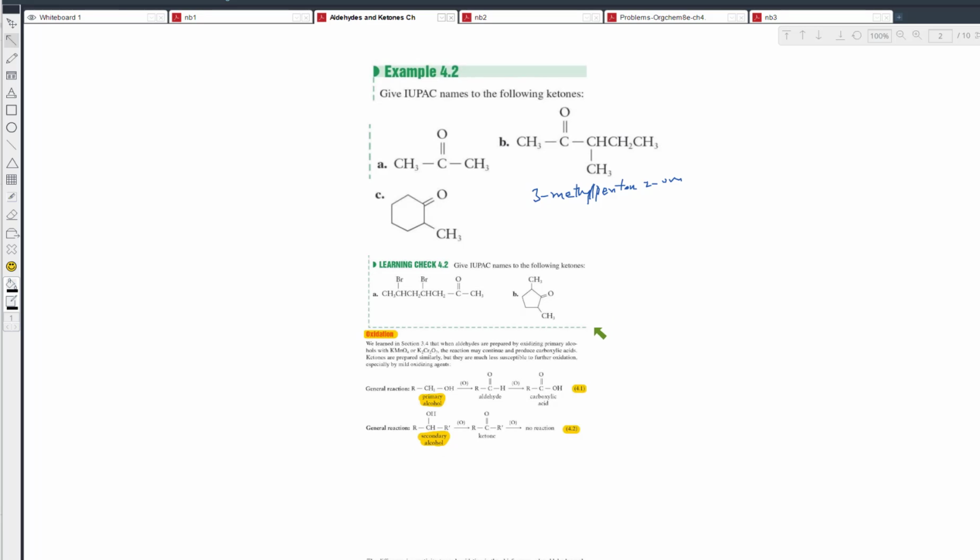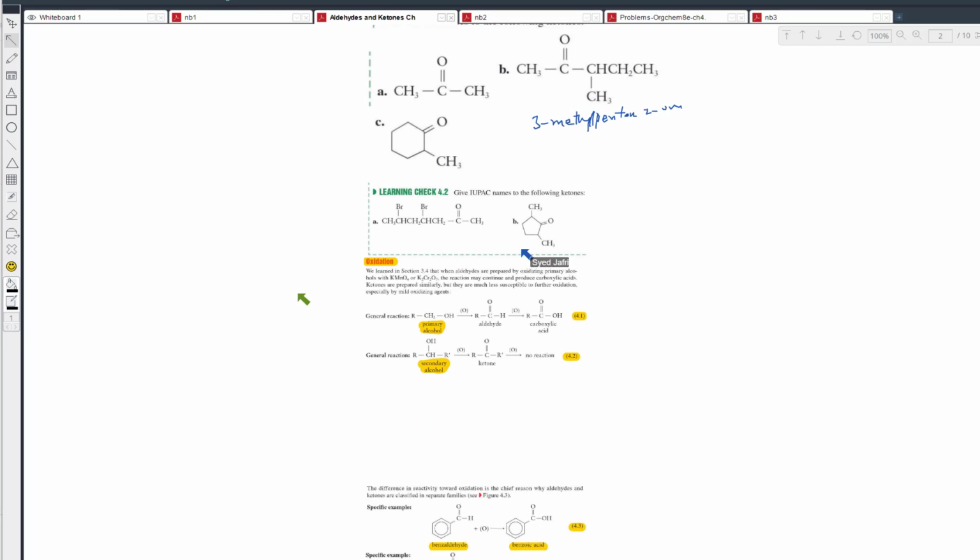Okay, what about this one, C? Right at the top here. We have a cyclohexane ring with the double-bonded O. So that's carbon 1, so it'd be 2-methyl cyclohexanone. You're right. What about this one? We could go either clockwise or counterclockwise; it doesn't matter. 2, 3, 4, 5: 2,5-dimethyl cyclopentanone.